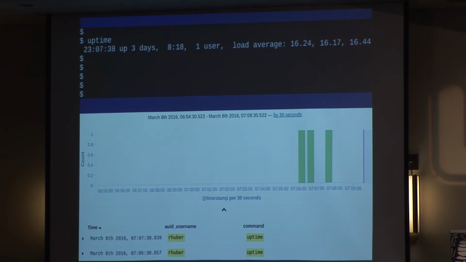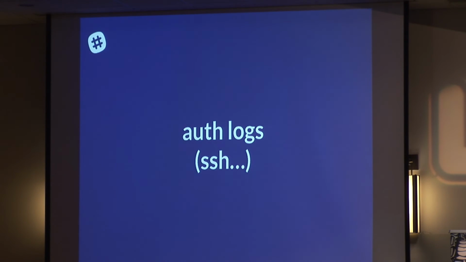This is me running a super sketchy command called uptime, and this is just a demo. I was nervous about giving away host names, so I changed my prompt to $, classic. And this is me running uptime on a box. This is just showing it in Kibana. It worked. You should also grab stuff like auth logs.